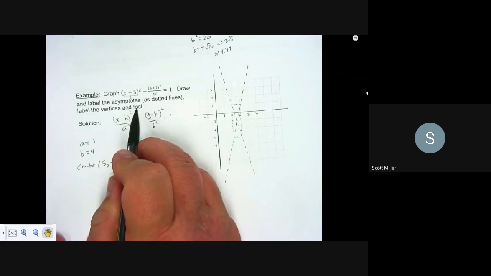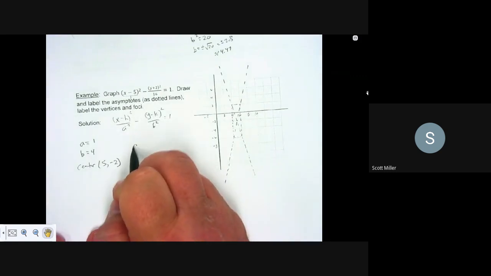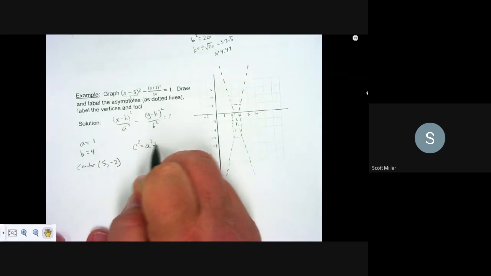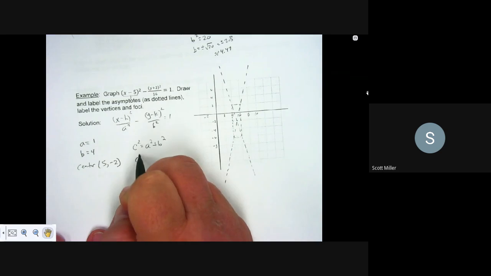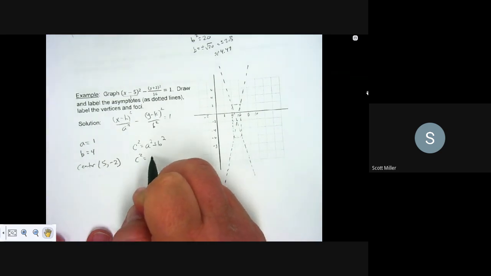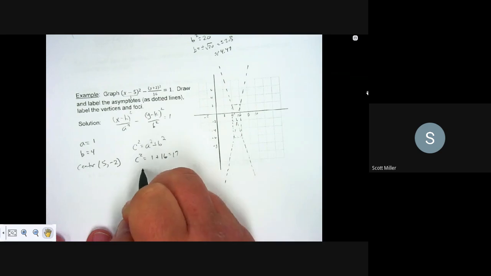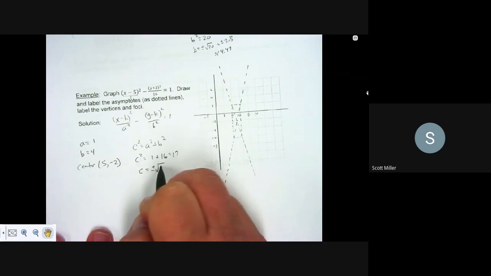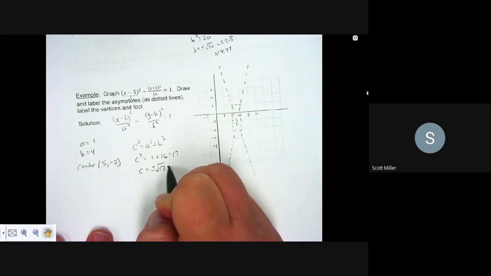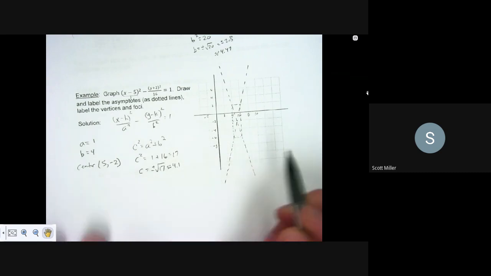And we got to find C, because we want to find the foci too. So in this case, we know that C squared is A squared plus B squared. So we plug in the numbers for A and B. I'll get 1 and 16. That's 17. So C is plus or minus the square root of 17. And you can use a calculator, and this will approximate out to about 4.1.